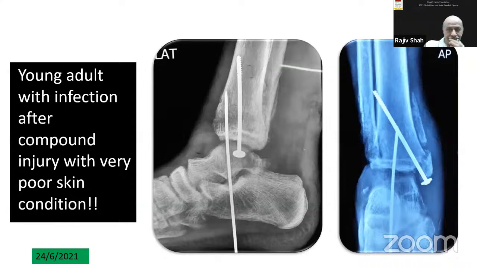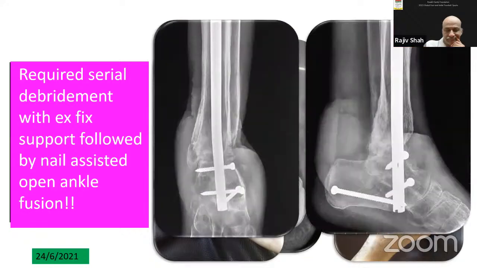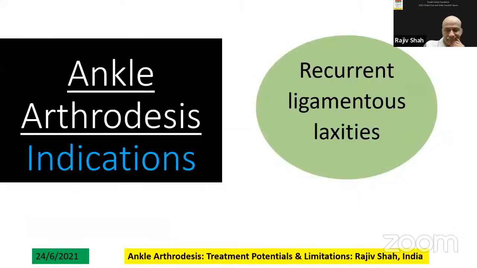Septic ankle arthritis, like in this patient, a young adult with infection after compound injury with a very bad skin condition. This was his skin condition, and he was treated with serial debridement, ex-fix support, followed by nail assisted open ankle fusion. So these are the situations where only ankle fusion would work.